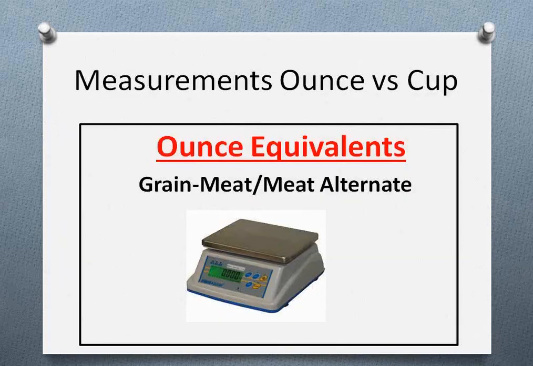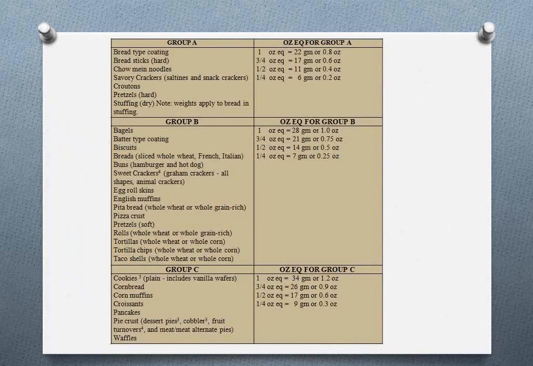When we're talking about ounce equivalents for the meat alternate and the grains, I want to begin with our grain chart. This is a 2-sided chart. I only have one side available here for you, but I want to go through a short activity to show you how to determine the ounces in a slice of bread or in a bun.